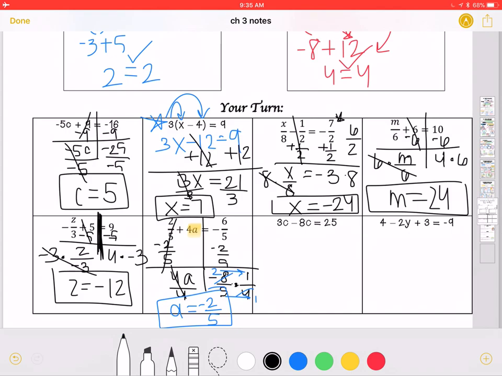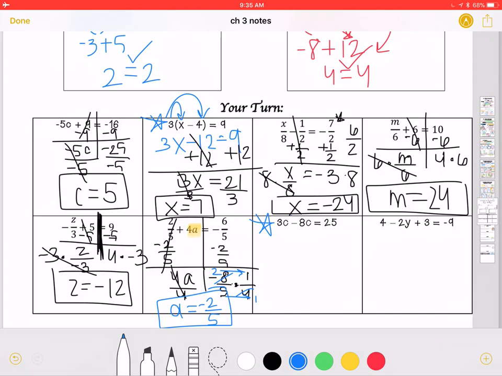All right, this one is another one where you have to pay close attention. Notice I see 2 variables. I see 3c and 8c. So I see my c's twice. Those are considered like terms. So before we can do any solving of an equation, we always want to make sure it's in simplest form. So we can simplify this by combining those like terms.